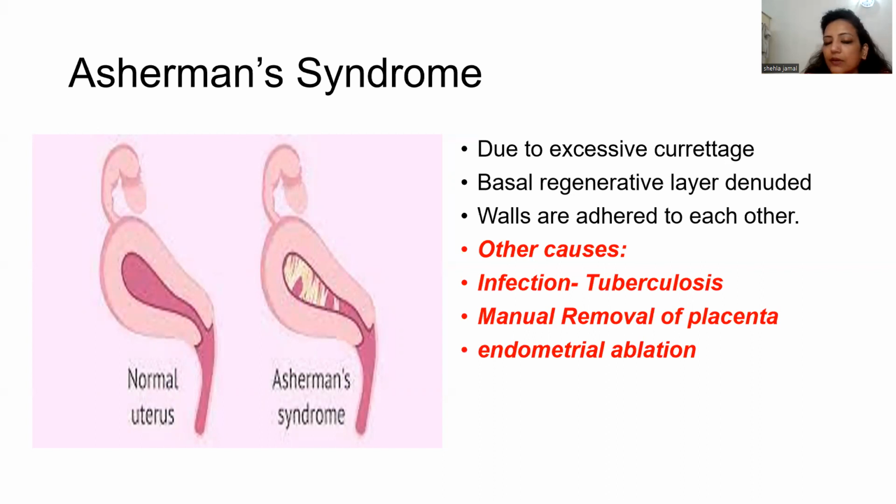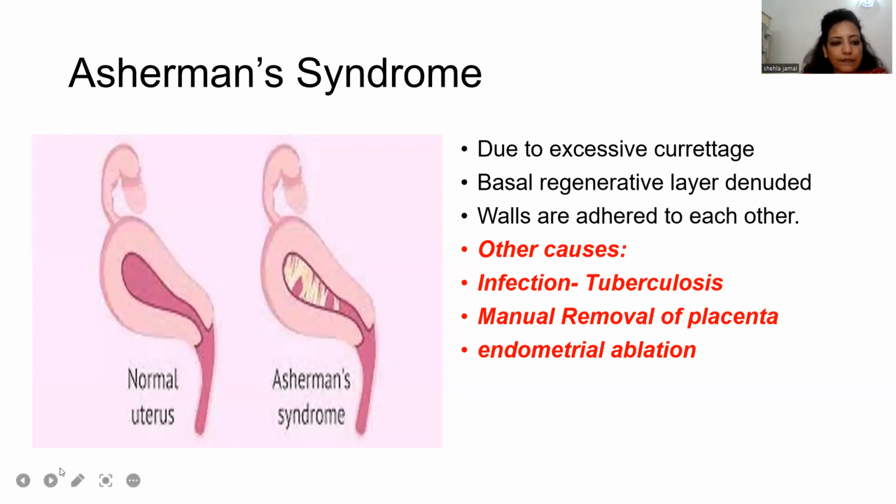Endometrium is destroyed. Consequently, there is formation of adhesion between these two walls. Sometimes after manual removal of placenta, we excessively take out the placental chunks and pieces, and thus the patient lands in Asherman syndrome. And endometrial ablation, which is a good treatment for heavy menstrual bleeding when we have lesser options at hand, then also the patient may develop Asherman syndrome, because the destroyed endometrium is trying to heal itself by approximating with another wall.